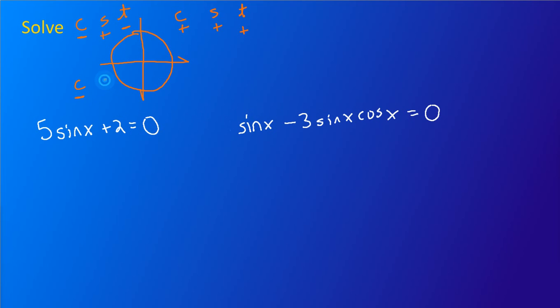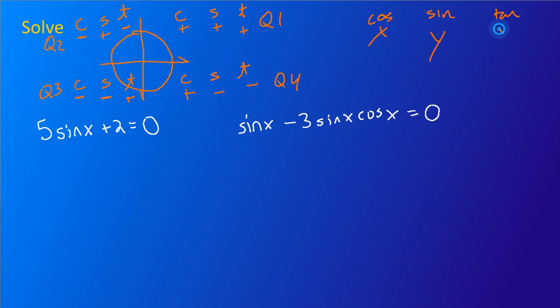In quadrant 3, all of them are negative except tangent. And in the last quadrant, or quadrant 4, cosine is positive, sine is negative, tangent is negative. So quadrant 1, quadrant 2, quadrant 3, quadrant 4. And how I'm getting these is cosine is related to x values on the unit circle, sine is related to y values, and tangent is the ratio of y over x. So that's going to be useful for this.